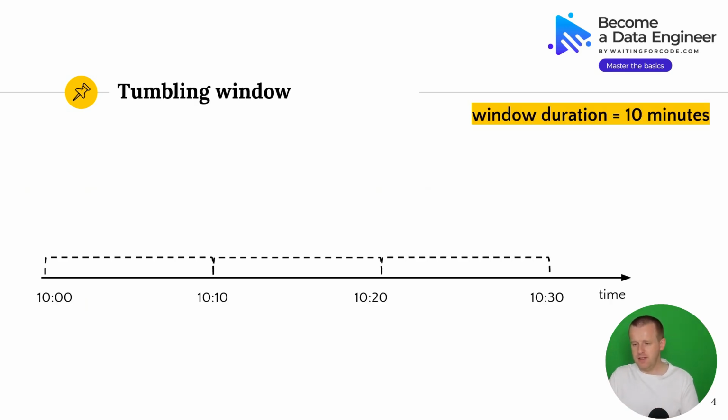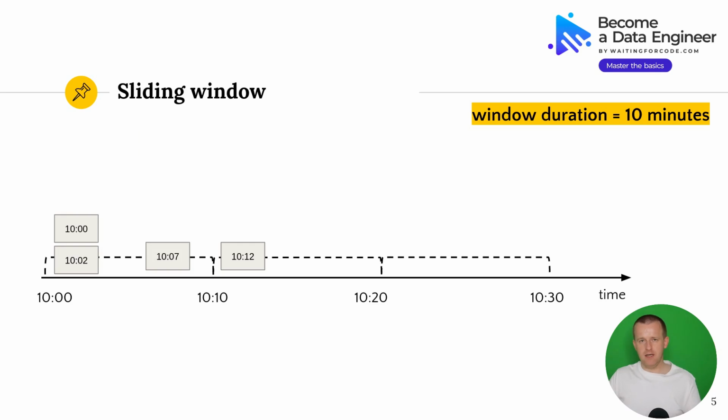The first of them is the easiest one, the tumbling window, when you define just the window duration. So you generally divide your timeline into equal parts. Here we have windows of 10 minutes. We integrate data according to the event time, like just in this animated demo.